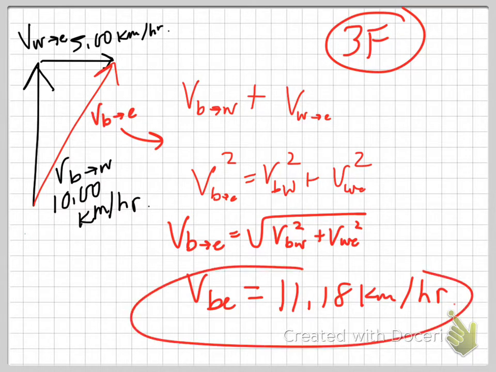With these, just like we did with headings and vectors, you have to have a heading. So you would have to use tangent to find the angle. And here, because we're told that this is east and this is north, that's going to be east of north. And the angle they find in the book is 26.6 degrees.